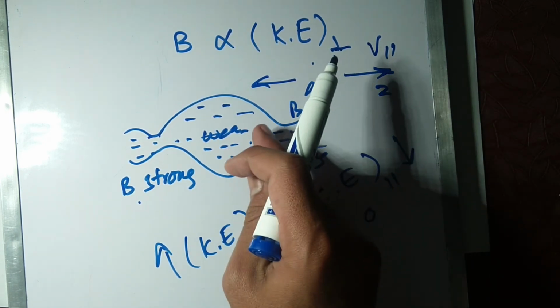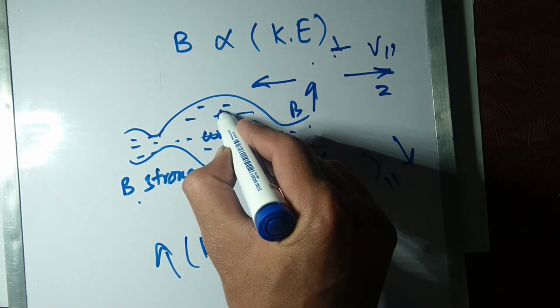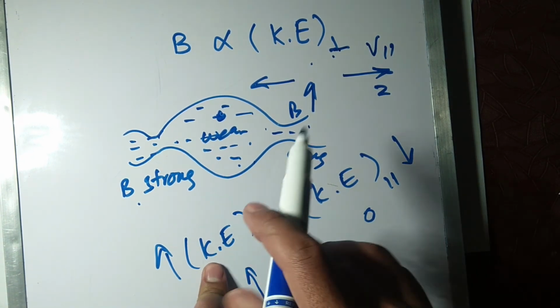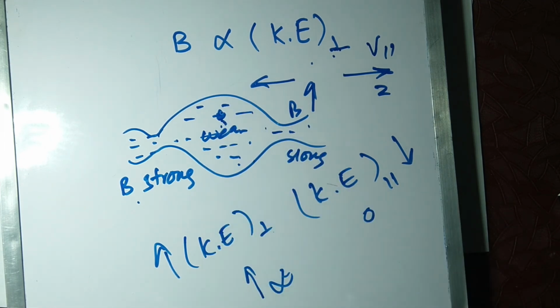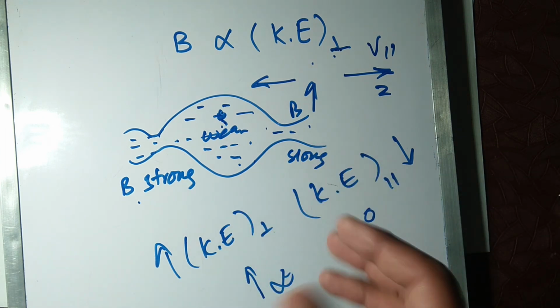And then V parallel will be at the maximum value, and V perpendicular will be minimum. What I'm trying to say, let me elaborate in Urdu or Hindi.